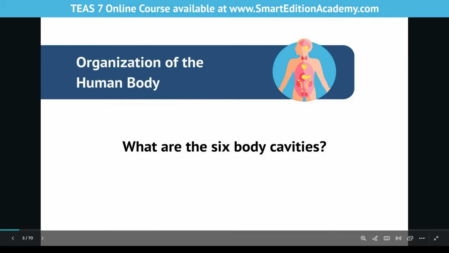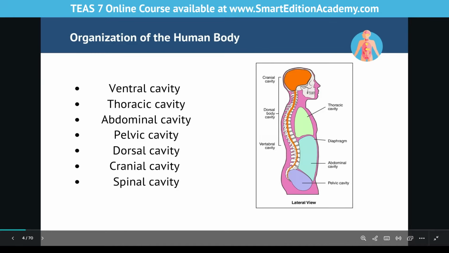What are the 6 body cavities? Ventral cavity, thoracic cavity, abdominal cavity, pelvic cavity, dorsal cavity, cranial cavity, and spinal cavity.